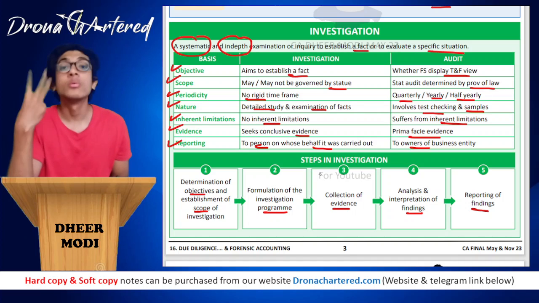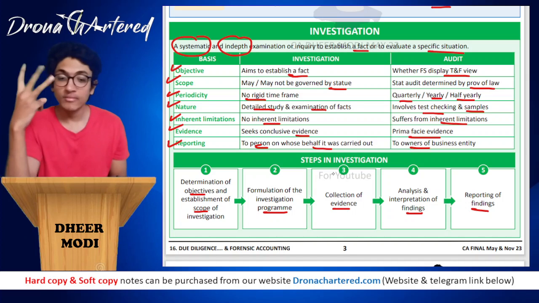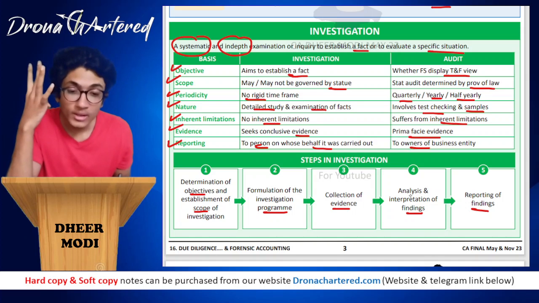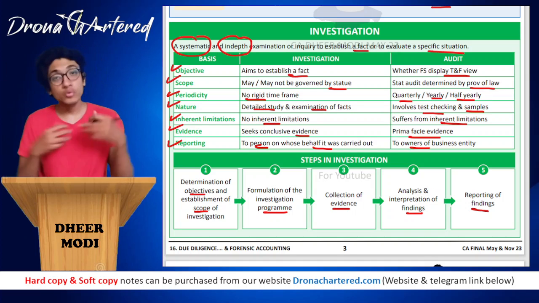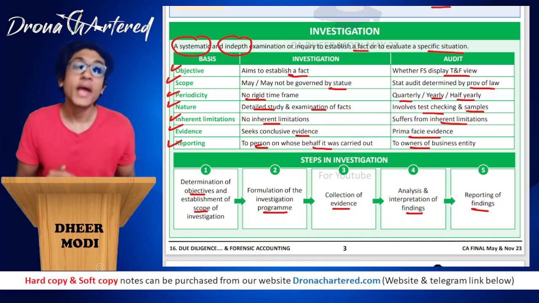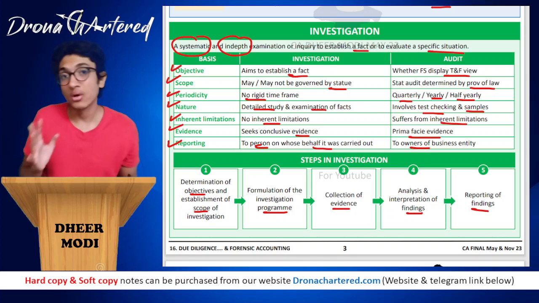Now third, you will collect the evidence. You will collect the evidence while doing the work. Fourth, you will analyze and interpret the findings. Whatever findings you get, it is not enough. You also have to analyze those findings. And fifth, your last point, is reporting of findings.